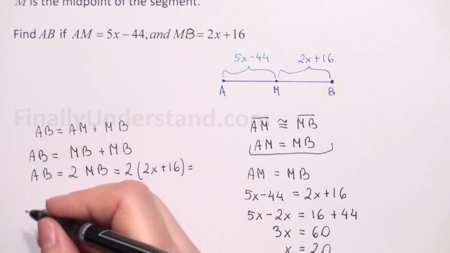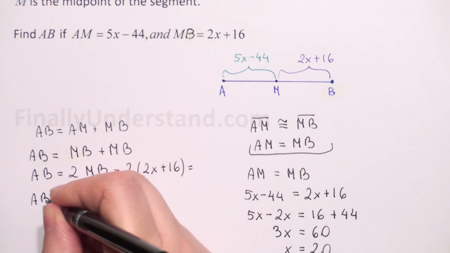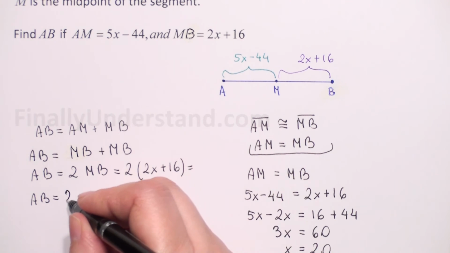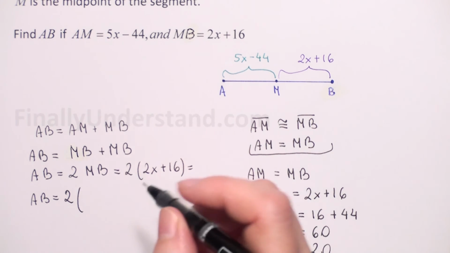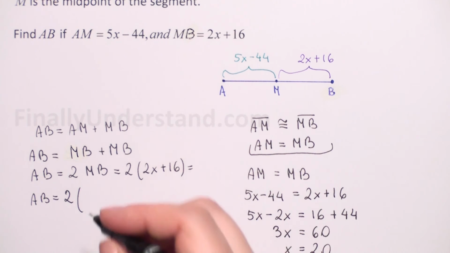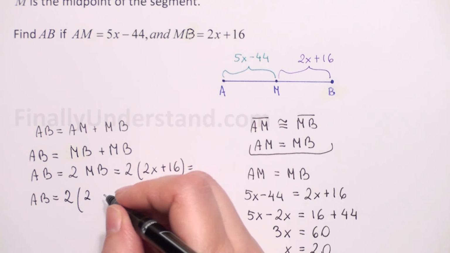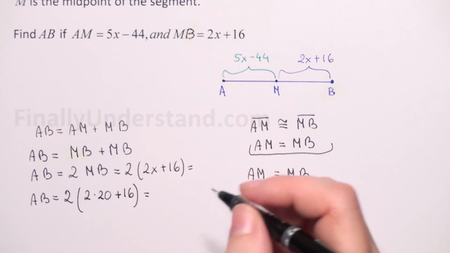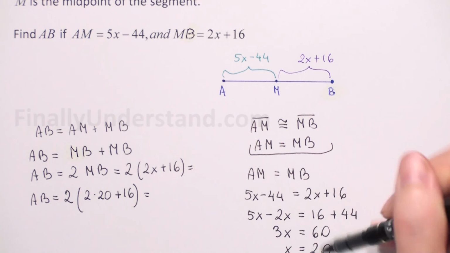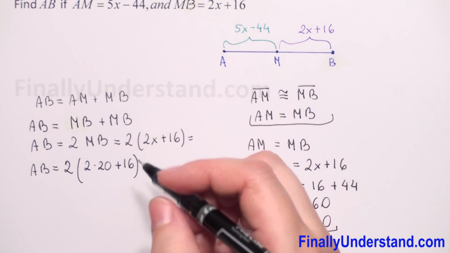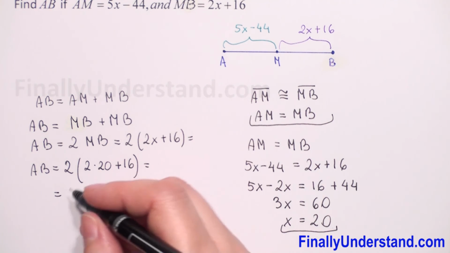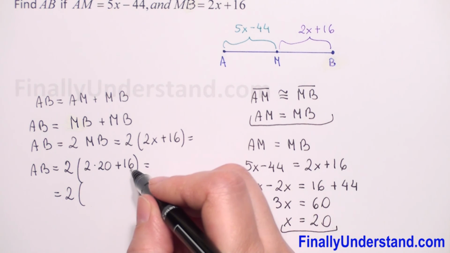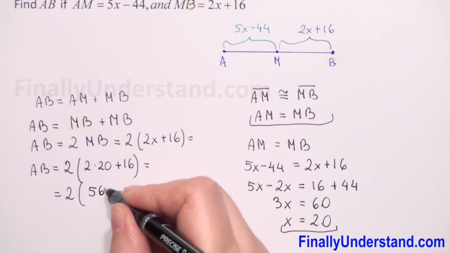So our AB will be equal to, we can rewrite this, and x we can substitute by 20. So we have 2 times (20 plus 16), because we found that x is equal to 20. So this is equal to 2 times, 20 is 40, plus 16 is 56.